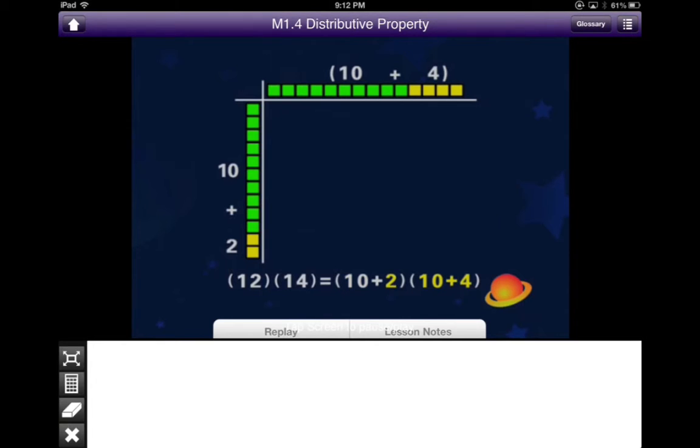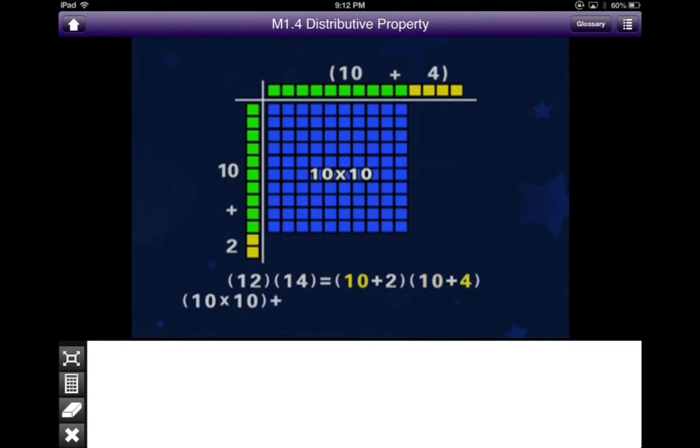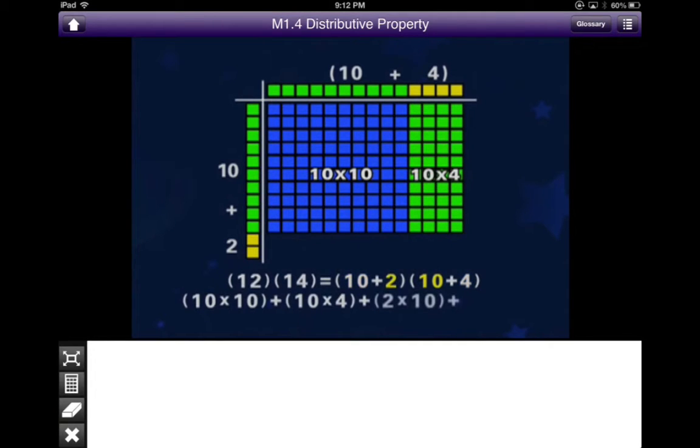The original problem, if you remember, was 12 times 14, and that's something that most of us don't know in our head. So the distributive property will help us solve it. So watch how they solve it. 10 times 10 plus 10 times 4 plus 2 times 10 plus 2 times 4.